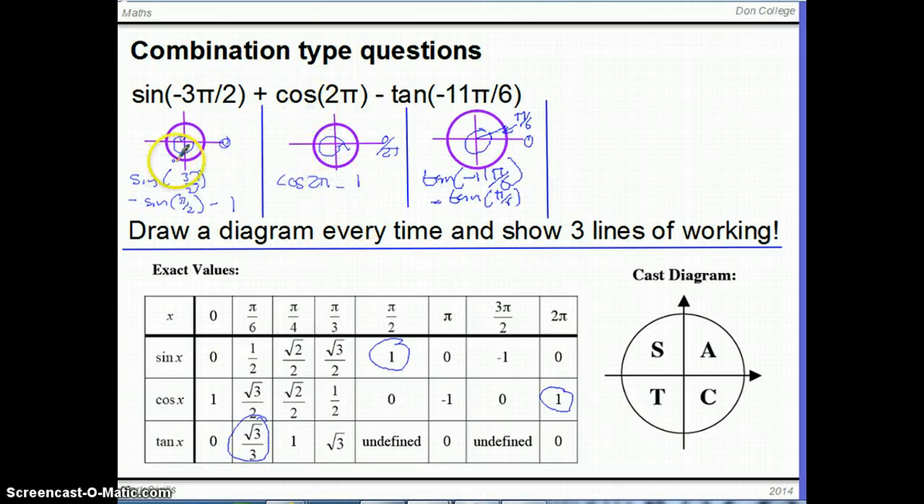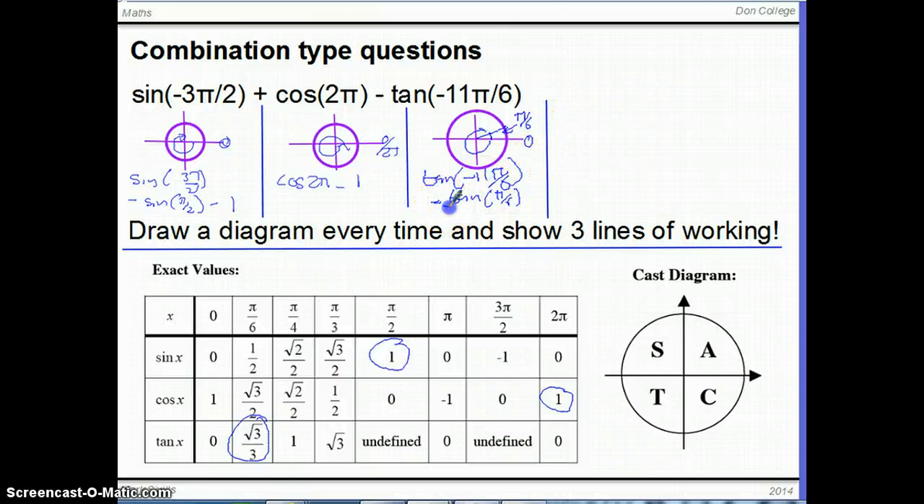For this one, sine of negative 3 pi on 2 is the same as sine of pi on 2, so we can look that straight up in our table. Cos of 2 pi, we can get straight from our table here. And tan of negative 11 pi on 6, so negative 11, almost 12, so almost 2 pi, leaves us pi on 6 here, meaning we can just look it up straight in our table, which is root 3 on 3. That's first quadrant, and they're all positive here.